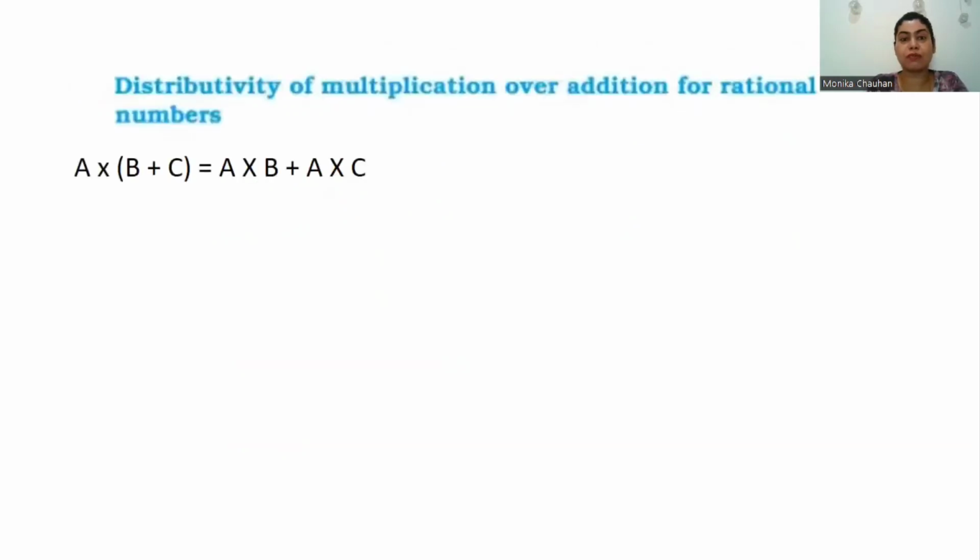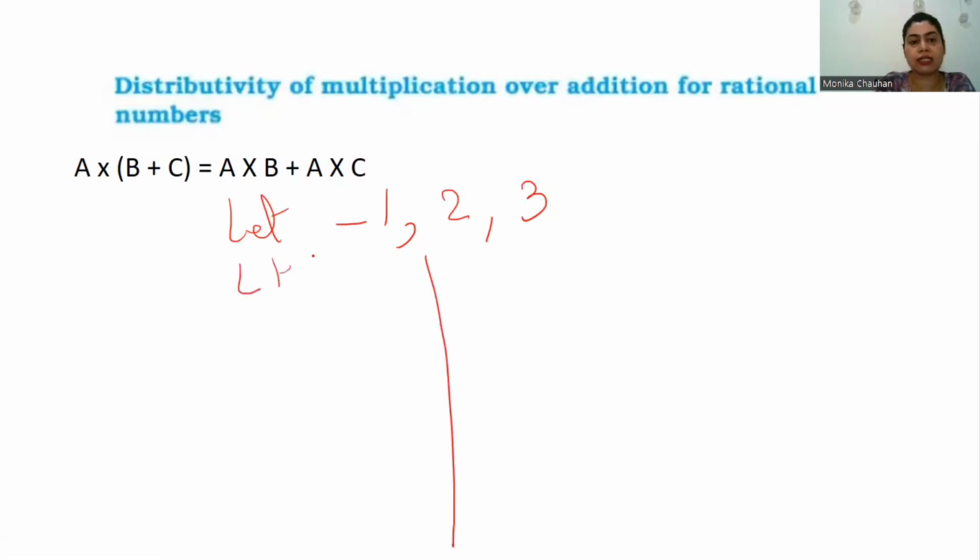We now have distributivity of multiplication over addition for rational numbers. This is something from the table we have done for properties of rational numbers. Let's see here. Take any three numbers. I always take the easy ones. Suppose I take -1, 2, and 3. You write it as let. So you take these three numbers and put them this way, with a left side as well as a right side. Whenever you prove it, you do it like that, then only can you understand.